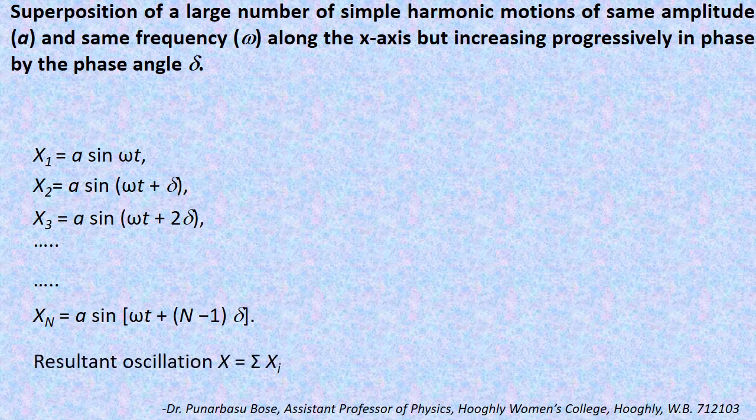Now, the resultant of all these oscillations will be given by x equals the sum of xi, that is x1 plus x2 plus x3 up to the nth term xn. Now we can approach the problem in two ways. One is the vector addition method and another is the analytical method. To start with, the vector addition method.